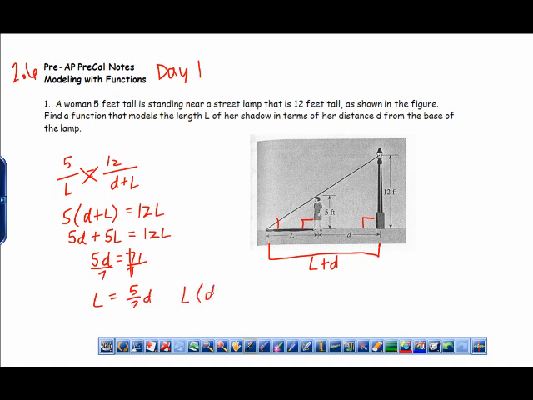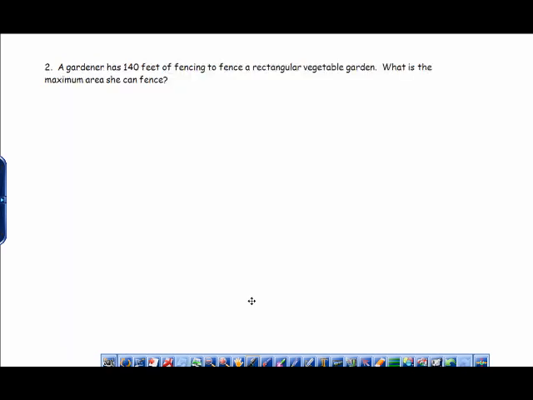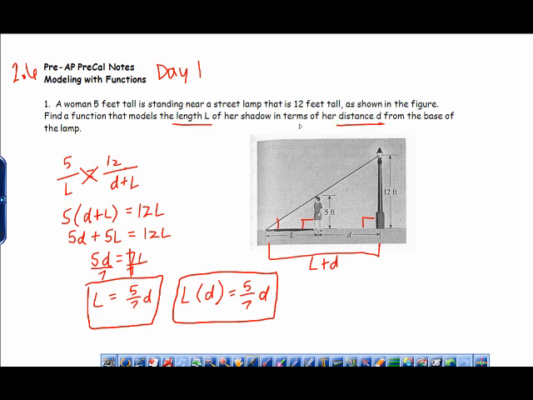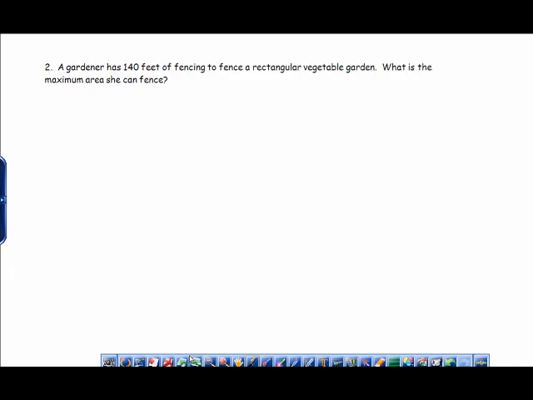And it might just be a little bit more proper to go ahead and write this as L of D equals 5 over 7 D. Okay, both of these are fine though. Both of these express the length L in terms of her distance D. Now, anytime you see this in terms of her distance D, I'm not asking you for a number answer, and in fact, you can't come up with one. Now, we actually could do a minimization or a maximization here. They don't ask us to do that though. We'll save that for when they ask us, like on this problem.